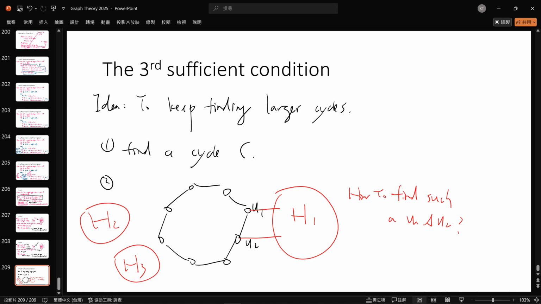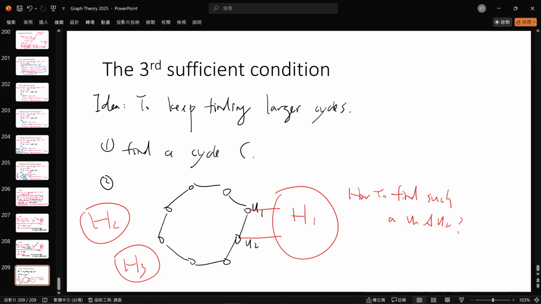Okay, so just first remove the cycle from the graph and you get some components, and check whether U1 and U2 are adjacent to the same component. So if they are adjacent to the same component, like in this case, H1, then there's a path, okay?